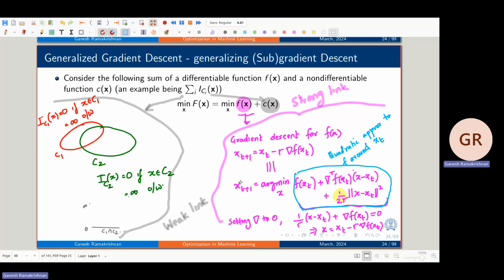Okay, here's an idea. Just add cx to this quadratic approximation. Just add cx to that. Why would that be helpful? Just C of x, the value. So I think the proposal is as follows. So let's give it a name. So let's call this Q, H, T.